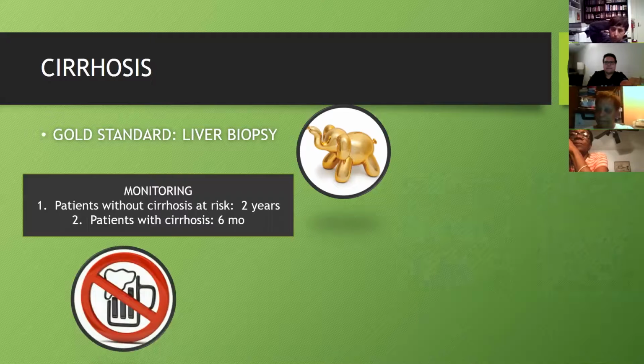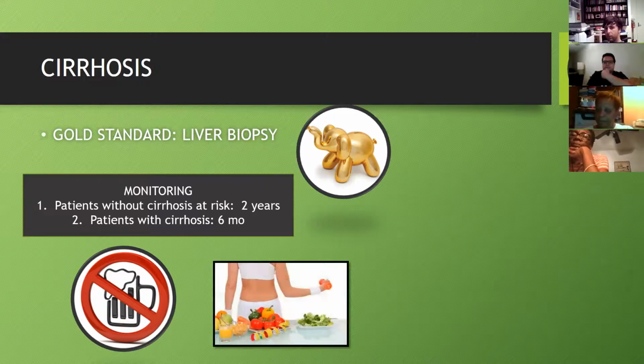About monitoring, we have to monitor two kinds of patients: the patients without cirrhosis but who have some risk factors that we have told you about. You have to see those patients every 2 years, and patients with cirrhosis every 6 months, because they have an increased risk of developing hepatic cancer.